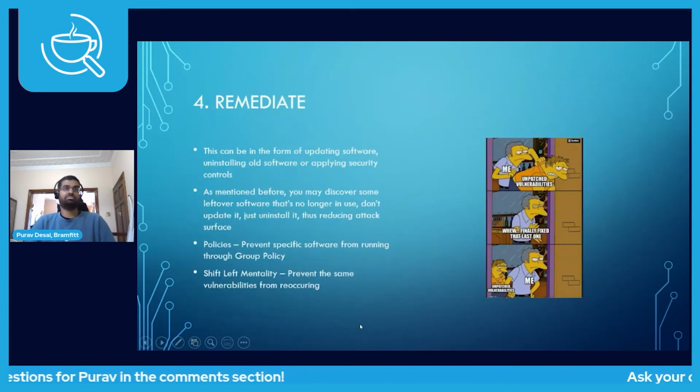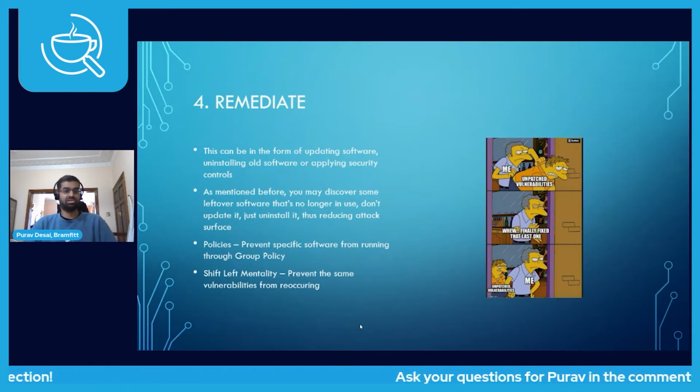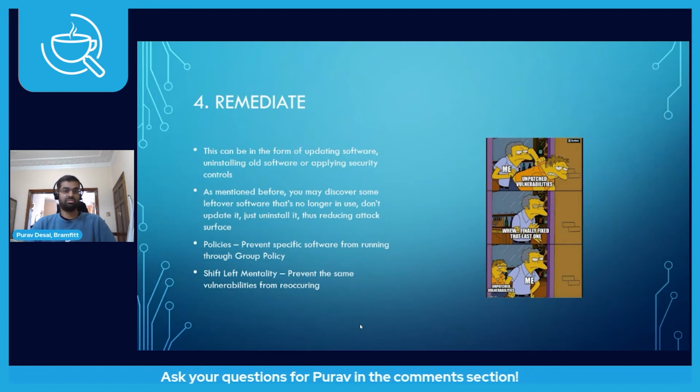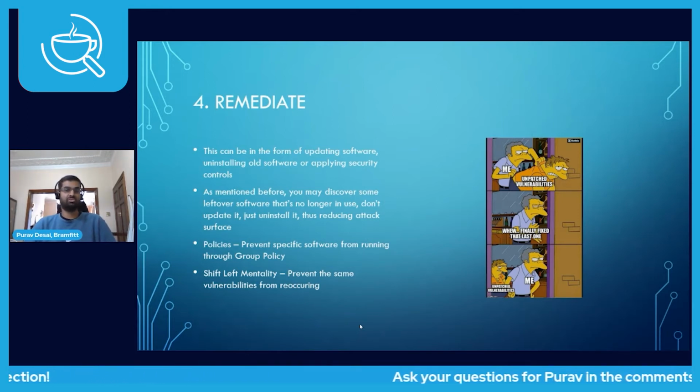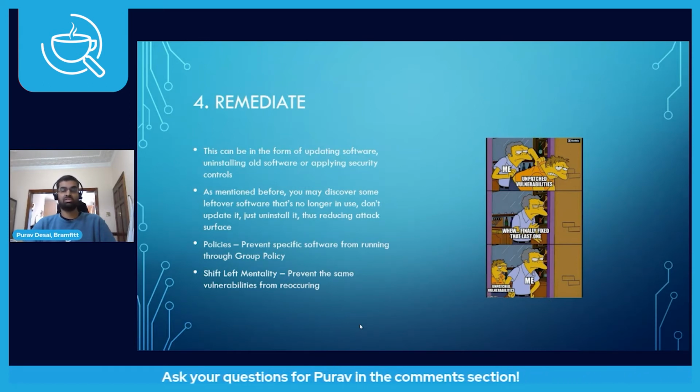So remediation. Now, there are three basic things for remediation. Either you can update the vulnerable software, you can uninstall the old software, or you can apply security controls. So let's talk about them. Updating the software: with this one, you want to be careful because you may have legacy software that, if updated, would cause issues to your production business systems. So for this, it's a good idea to test.